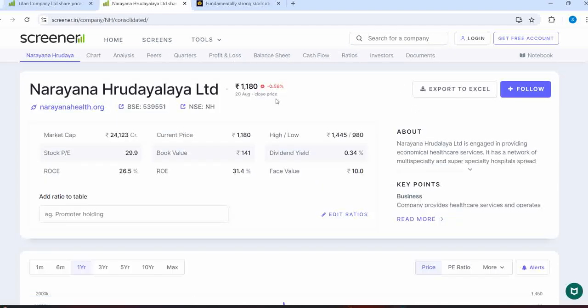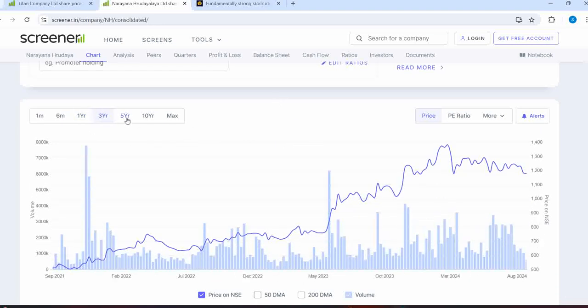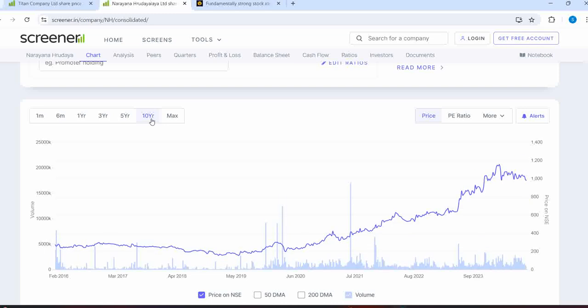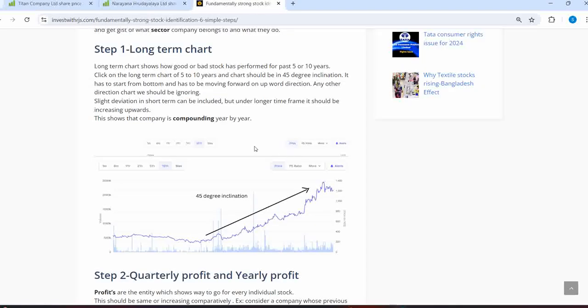Let me give one more which I was studying. This is one of the stocks. If you see here, this is the 1 year, this is 3 years, this is 5 years, this is the 10 year chart, and this is in an uptrend. So this is one indication that it is fundamentally strong. Let's see whether it will pass all the other 5 parameters. The first one is very simple: in the longer duration it should go up.